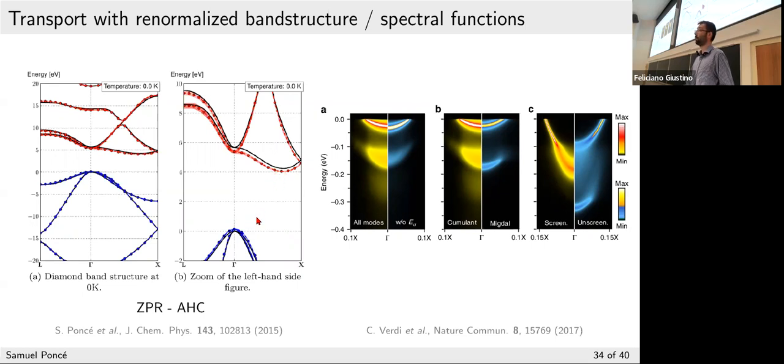The gap is really not important for transport. What really matters is sort of the effective mass. That's what's really important.